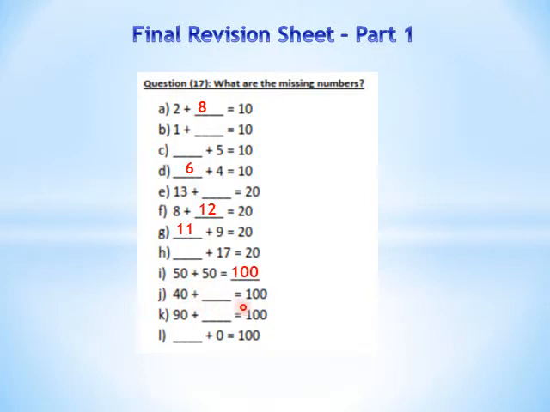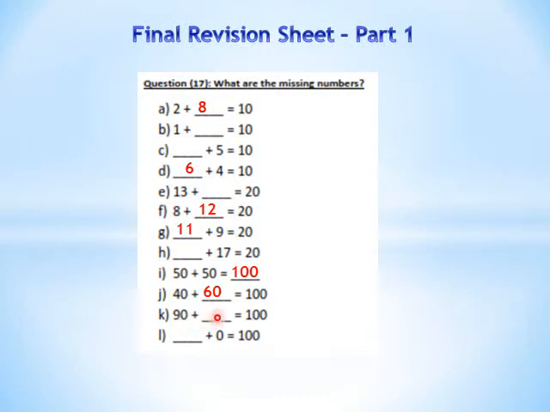40 plus a number equals 100. To make it easier, 4 plus a number equals 10. 4 plus what gives me 10? 4 plus 6. So 40 plus 60 gives me 100. Or you can count in perfect tens. Put 40 in your mind and count in tens on your fingers. 50, 60, 70, 80, 90, 100. 6 fingers and each finger is a 10. So it's 60.